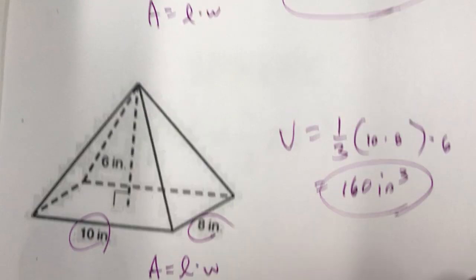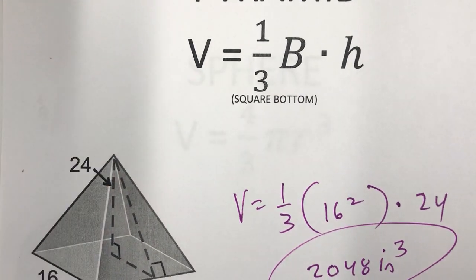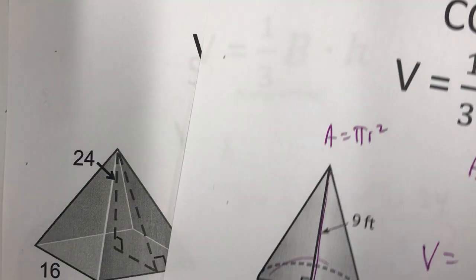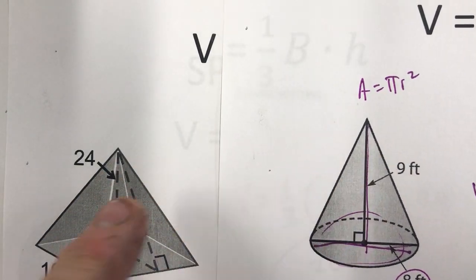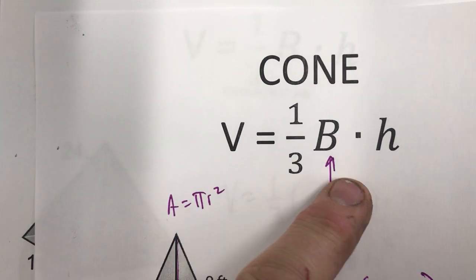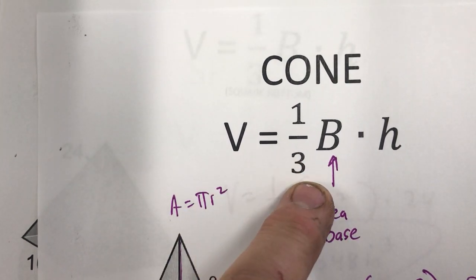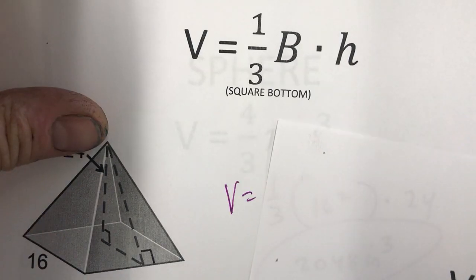So cones and pyramids, they both come to a point like this. See a cone and a pyramid, they both come to a point, and both of them have the same volume. They're 1/3 area of the base times the height.